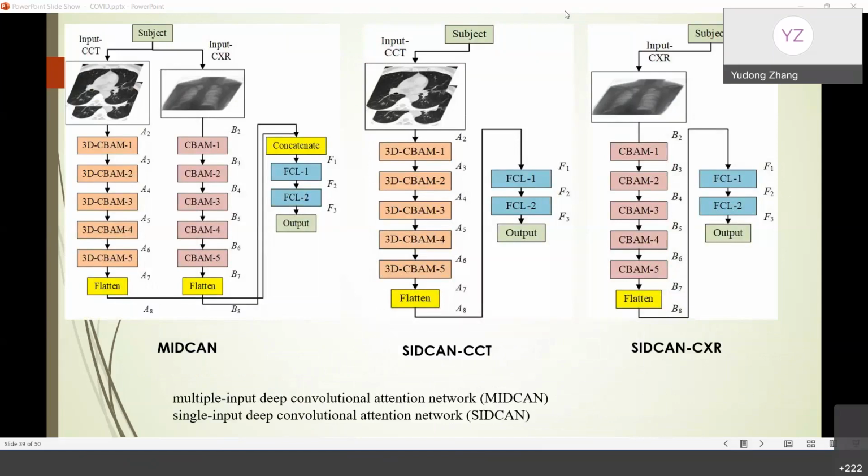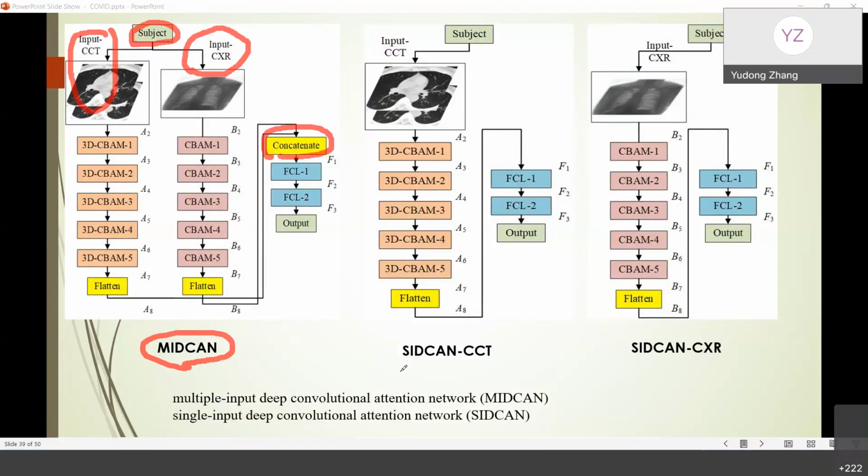On the left shows the models, we call it the mid-cam. So what we do is that we have a subject, we have a patient. We try to obtain the chest CT images, and meanwhile, we try to obtain the X-ray images. And we will extract their features, and then we will concatenate their features and send it to the classifier.